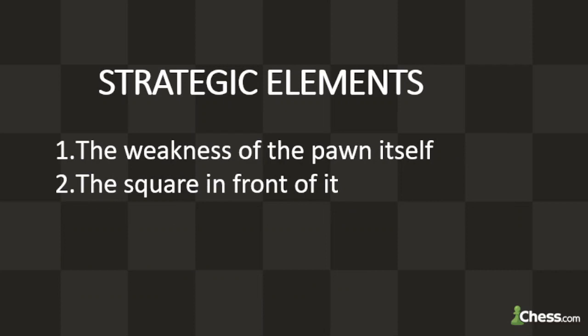Now, to begin with the strategic elements, we need to understand what this is. So number one, it is the weakness of the pawn itself because it's backwards. It's usually a weakness. Number two, it is the square in front of it. So we have two things under strategic elements: the weakness of the pawn and the square in front of it. And these things are important to bear in mind because we're going to discuss them further down in detail.